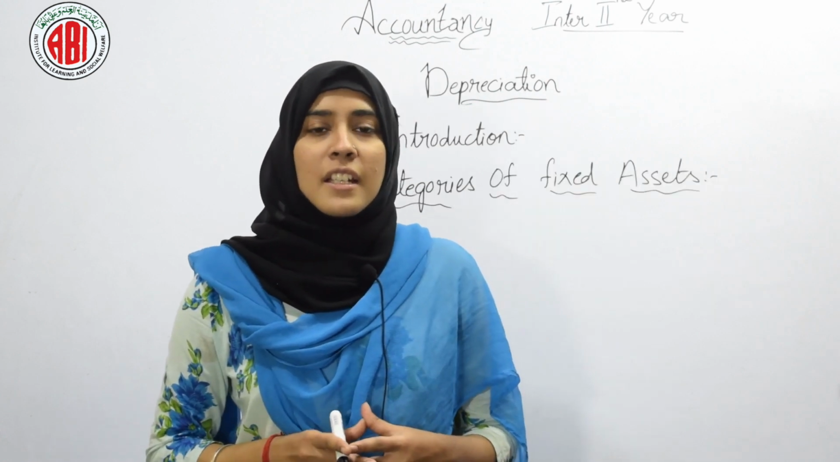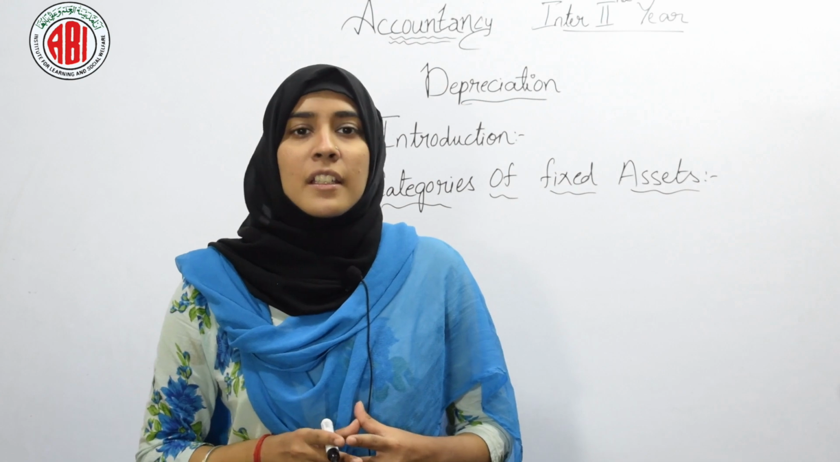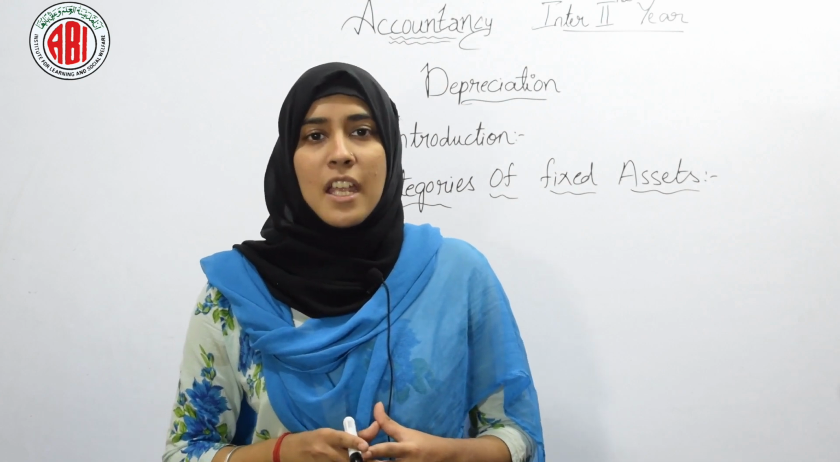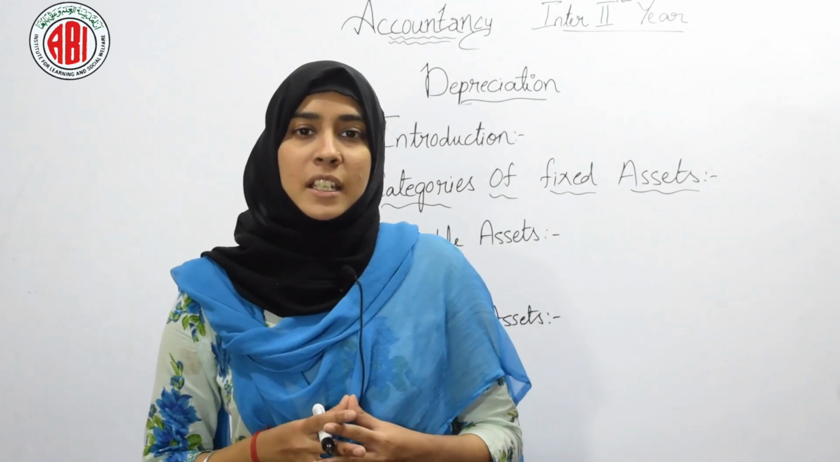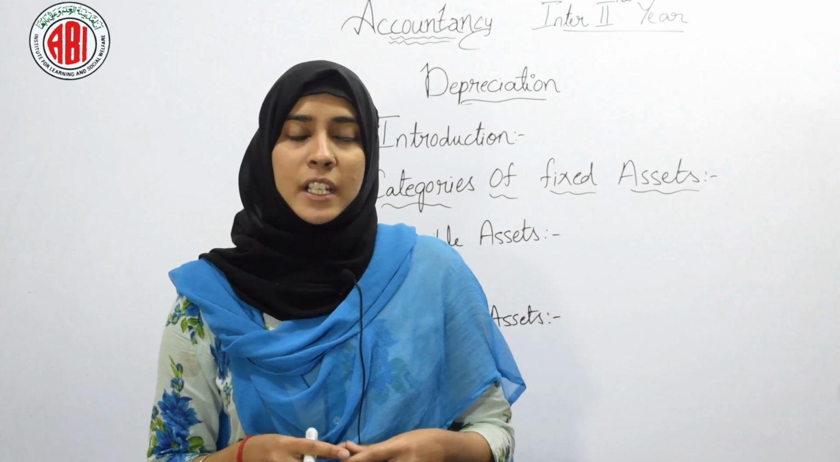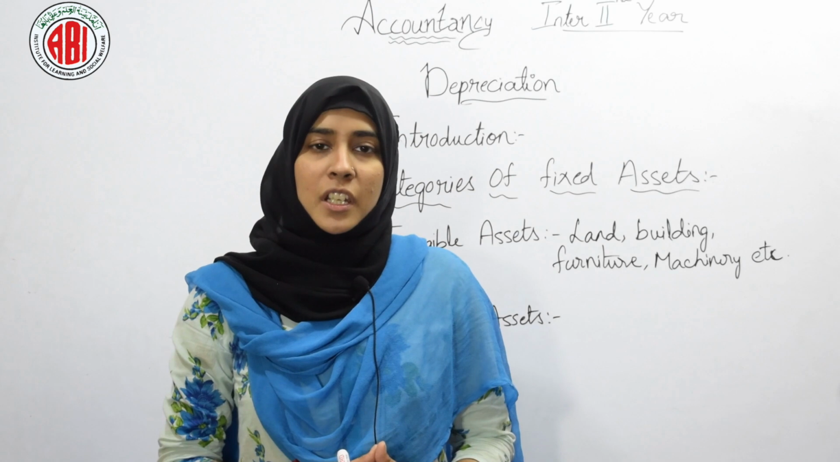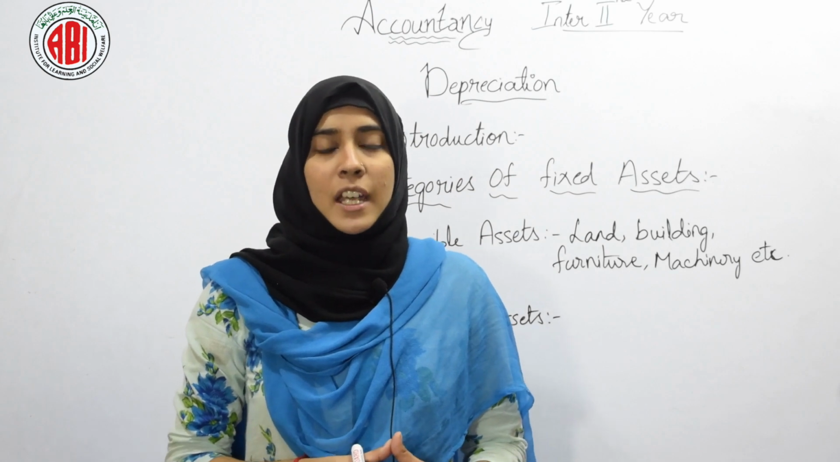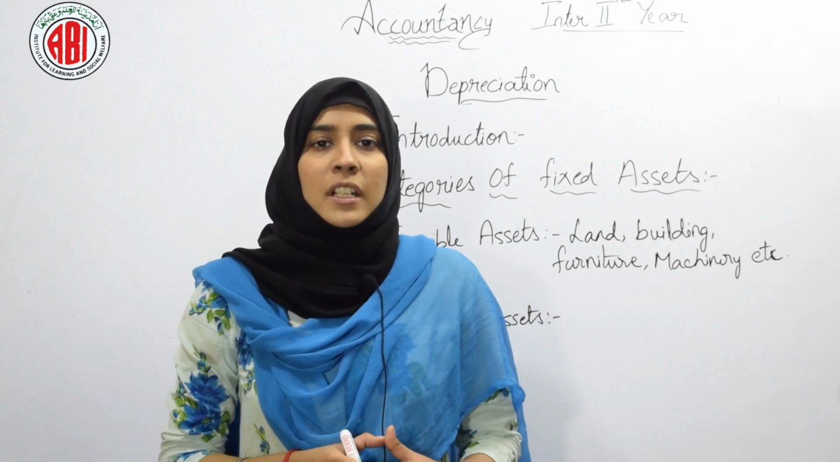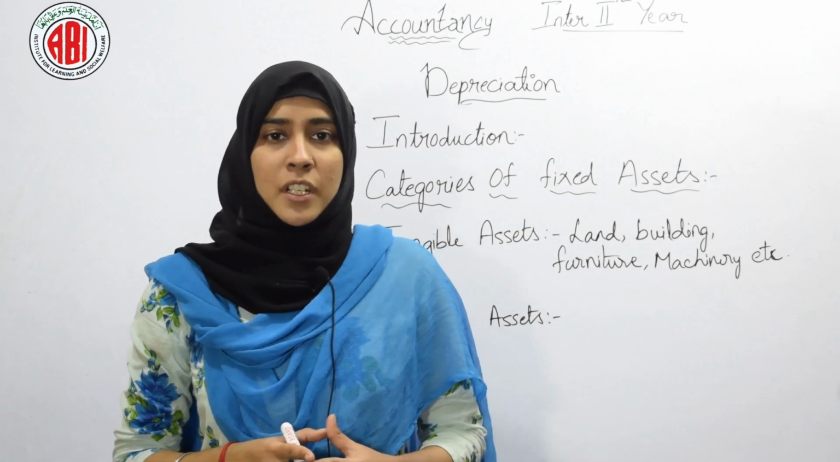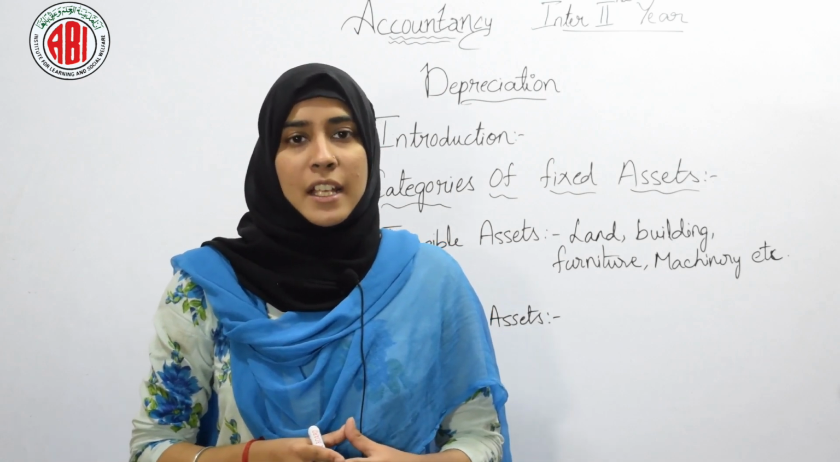Fixed assets are categorized into two categories. They are tangible assets and intangible assets. Tangible assets have bodily structure or physical existence. For example, land, building, machinery, furniture are the examples of tangible assets. However, the value of land cannot be depreciated as it has unlimited existence.